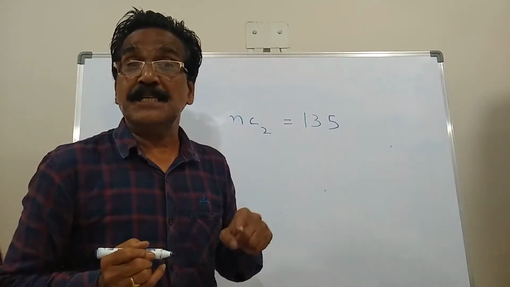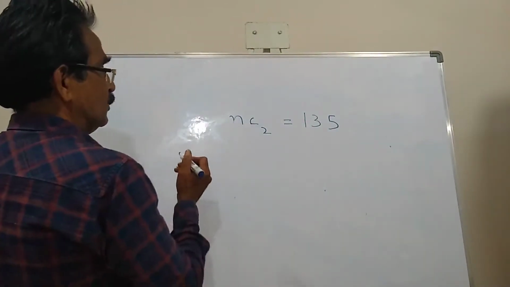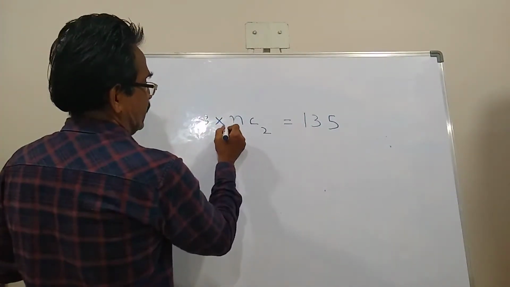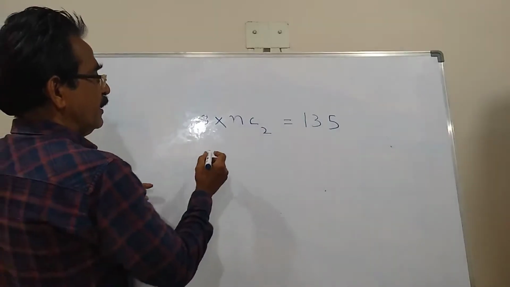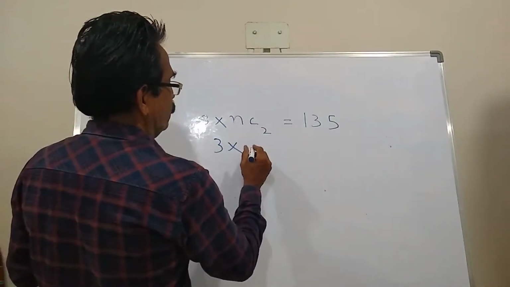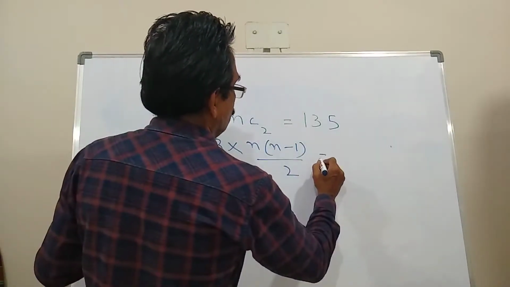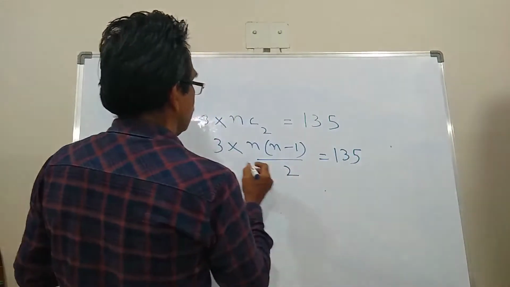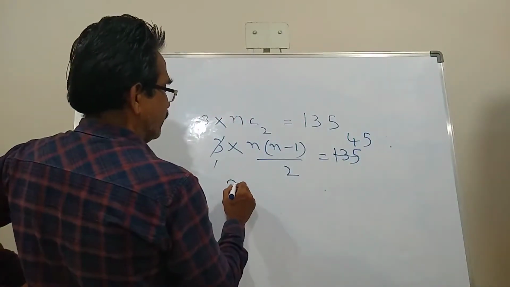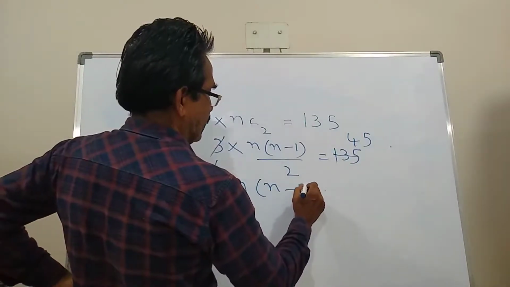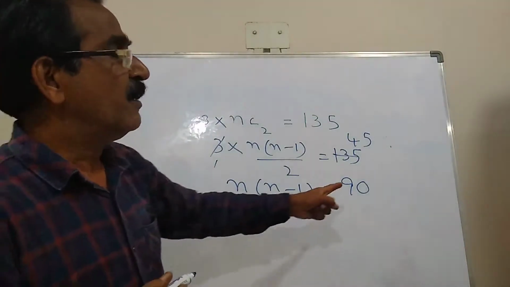But here each player has played 3 times with all the remaining players. So therefore 3 into nC2 is equal to total number of matches 135. 3 into nC2 means 3 into n into n minus 1 by 2, that is equal to 135. 3 ones 3, 3 fours 12, 3 fives 15, so n into n minus 1 by 2 is 45. So n into n minus 1 is equal to 45 twos 90.